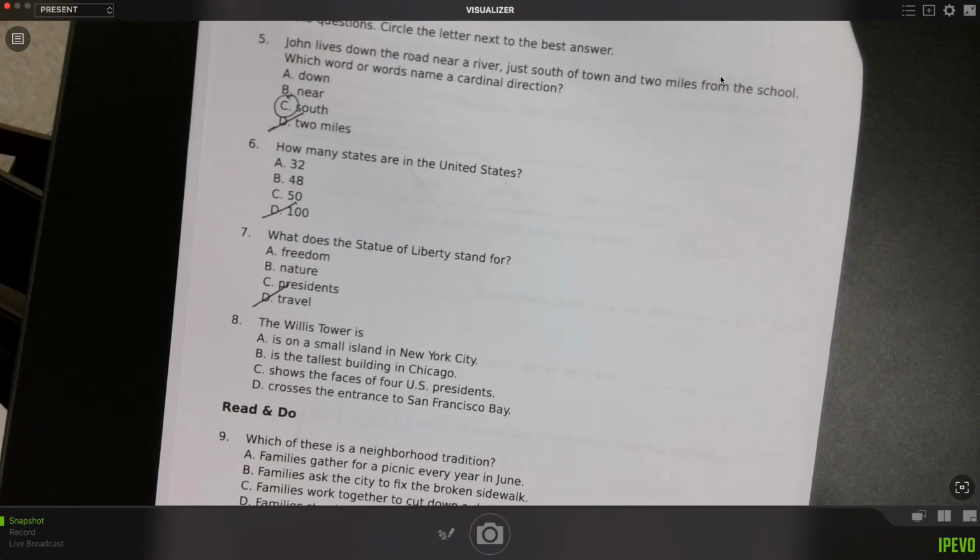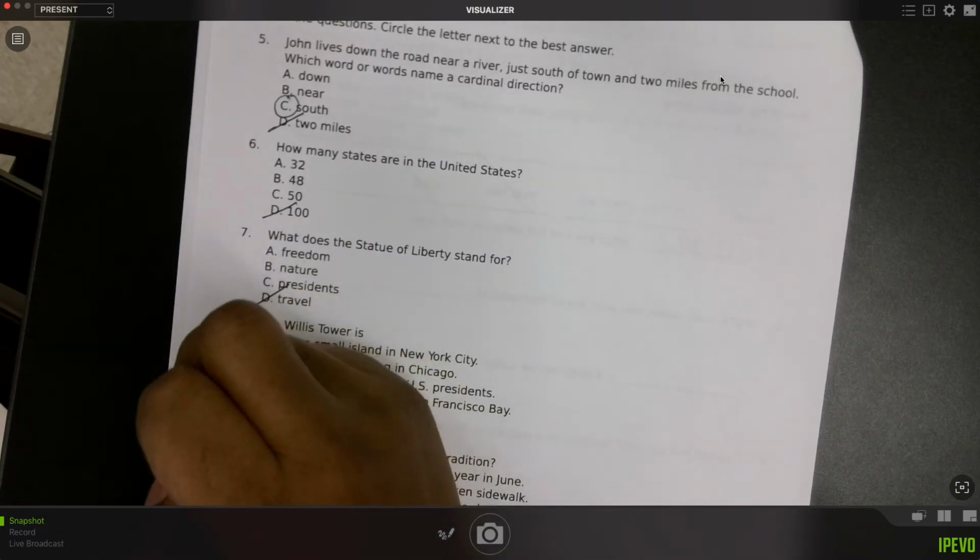The Willis Tower is A, on a small island in New York City, B, the tallest building in Chicago, C, shows the faces of the 4 U.S. presidents, or D, crosses the entrance to San Francisco Bay. Again, it would not be D.